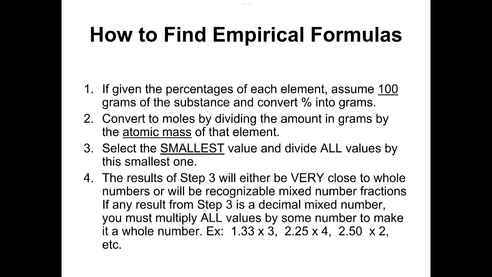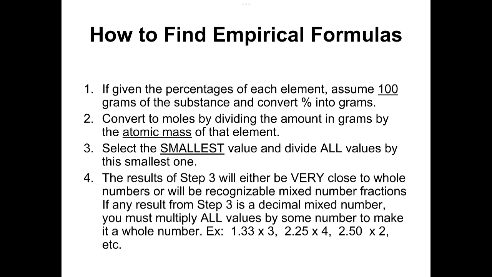So if you're going to recall your previous topic in chemistry, you need to look for the atomic mass of a certain element, which we get as the mass, and at the same time the unit will be grams per mole. So you're going to divide to cancel out the grams. Now you're going to simply select the smallest value and divide all values by this smallest one.